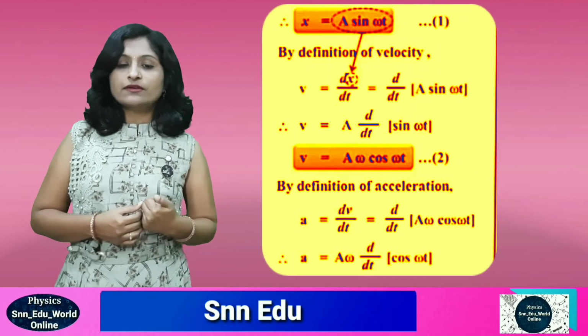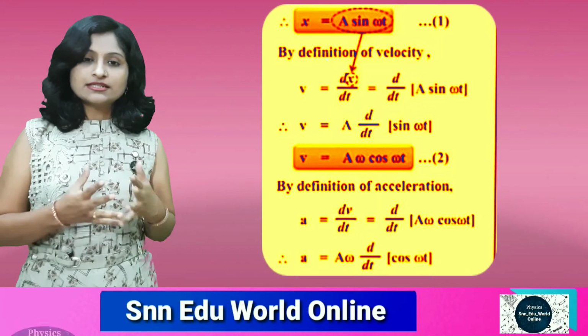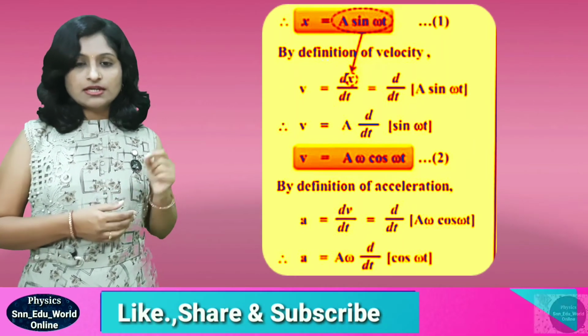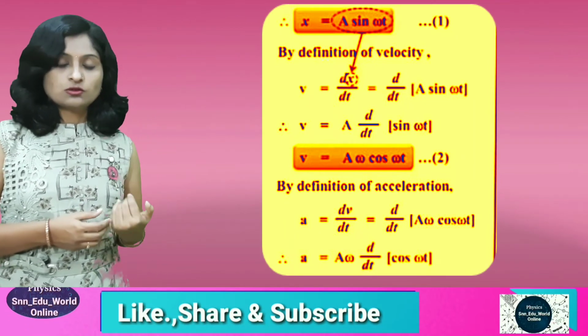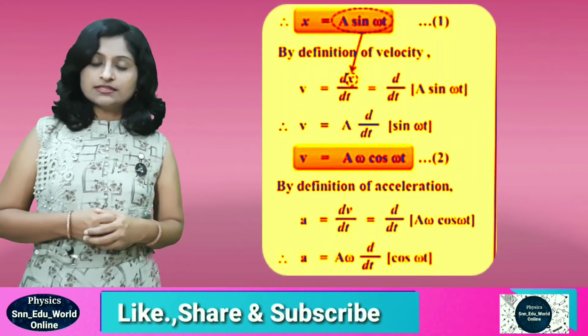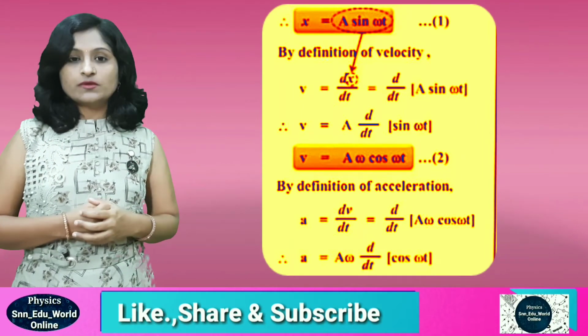Now the third thing we are finding is acceleration. How to find the acceleration? In a similar manner, we take the definition: rate of change of velocity with respect to time. So acceleration equals dv by dt. What is velocity here? a omega cos omega t.